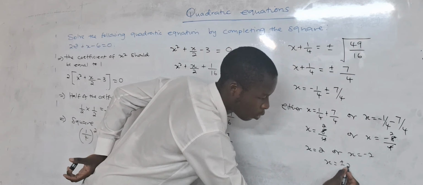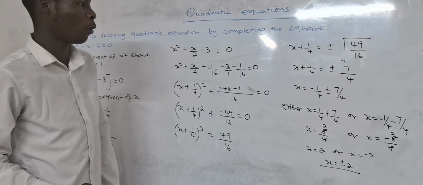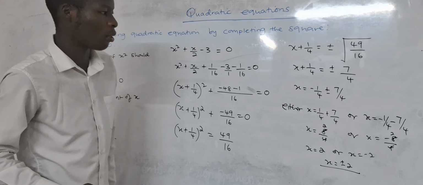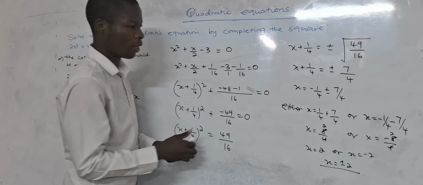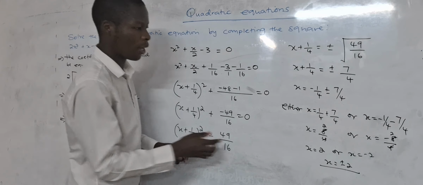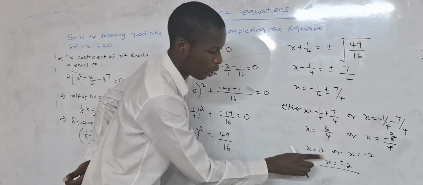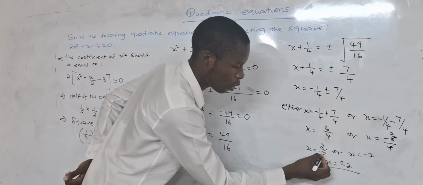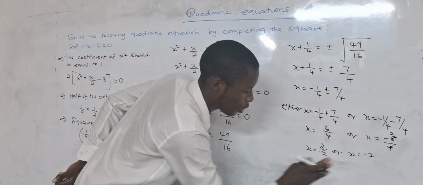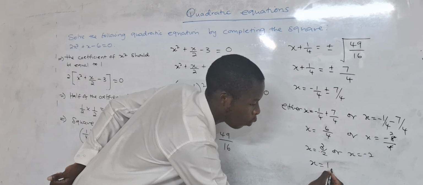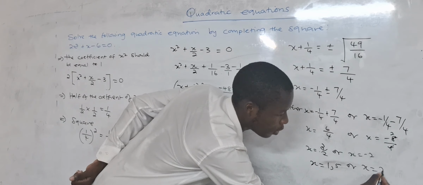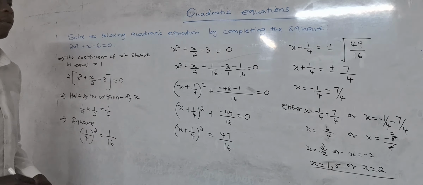x plus 1 by 4 is equal to plus or minus 7 by 4. Here, x is equal to negative 1 by 4 plus or minus 7 by 4. See, here I made a mistake. So this will give you 6 by 4, since 7 subtract 1 is 6 by 4. Now you reduce this, you are going to get 3 by 2. Sorry. So x is equal to 1.5, or x is equal to negative 2. This is the final answer.